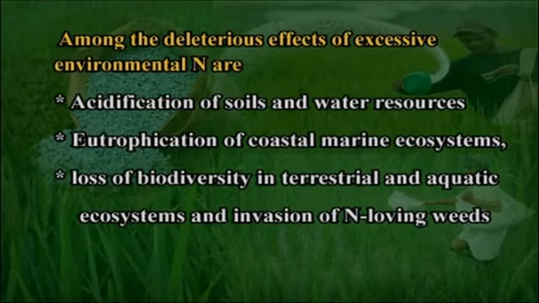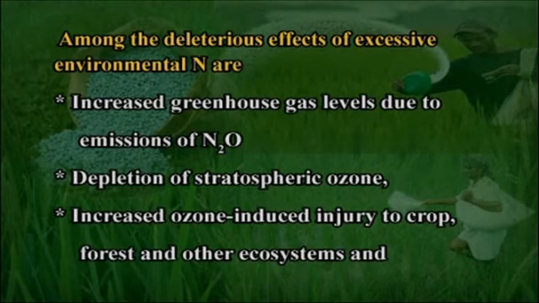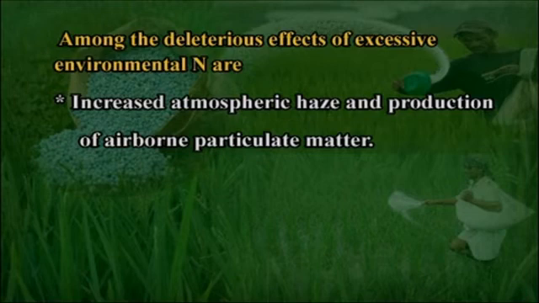Among the deleterious effects of excessive environmental nitrogen are acidification of soils and water resources, eutrophication of coastal marine ecosystem, loss of biodiversity in terrestrial and aquatic ecosystem, and invasion of nitrogen loving weeds, increased greenhouse gas levels due to emission of N2O, depletion of stratospheric ozone, increased ozone induced injury to crops, forest and other ecosystem, and increased atmospheric haze and production of airborne particulate matter.